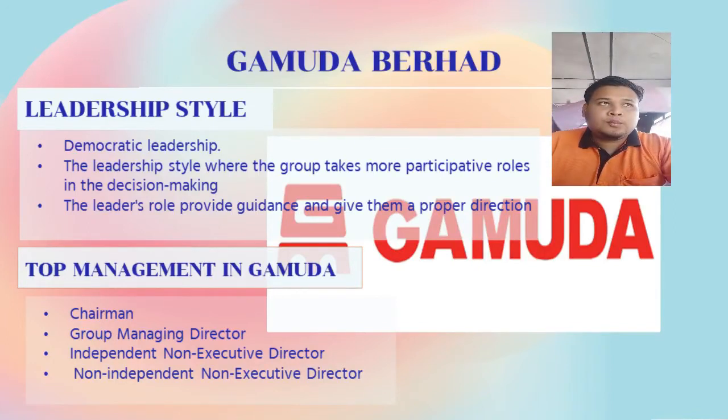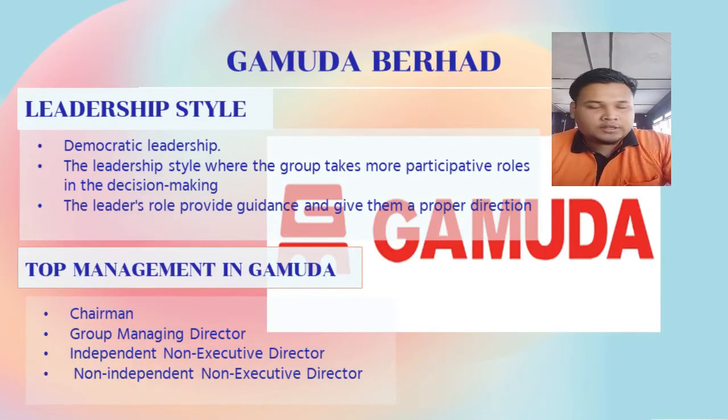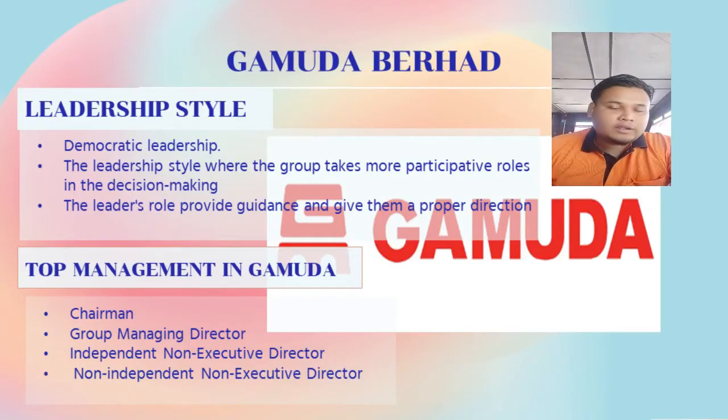The highest person in the company is the chairman, where the chairman is responsible for making significant decisions, managing all of the operation and company resources, and supervising the annual meetings of the company. The next person in line is the group managing director, who is the one responsible for the daily basis of the company operation.